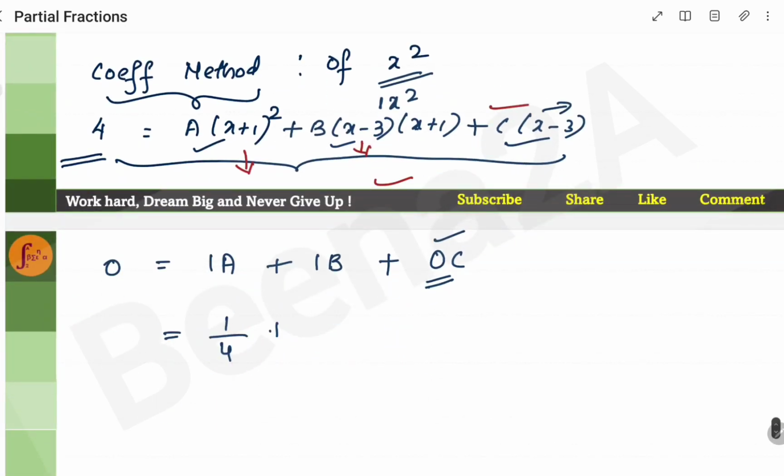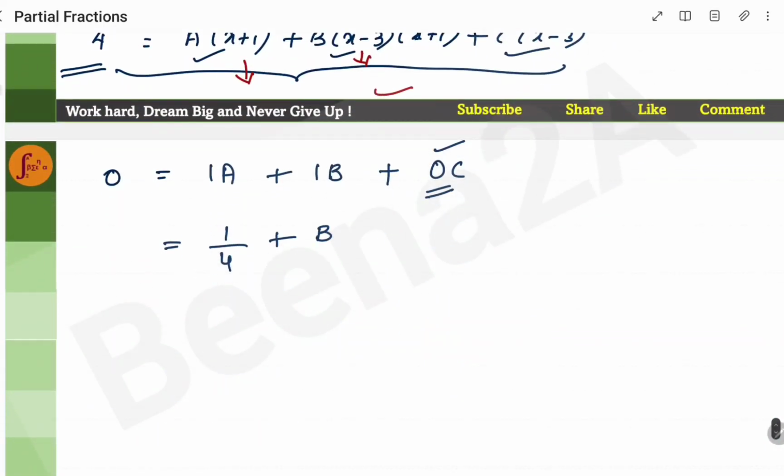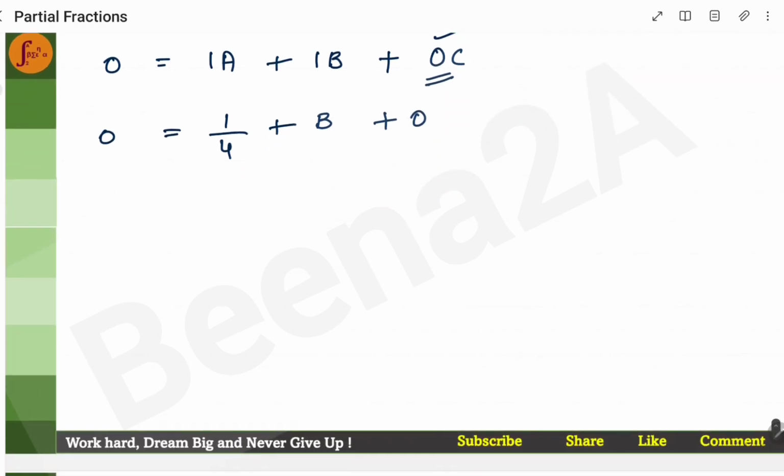Let's substitute. Value of b we don't know. That's what we have to find out. And this becomes 0. Right? So now if I shift 1 by 4 here, I'll get b is equal to minus 1 by 4. So here I got the value of b. Right? So this is nothing but coefficient method. I got value of b.